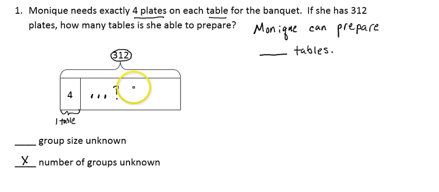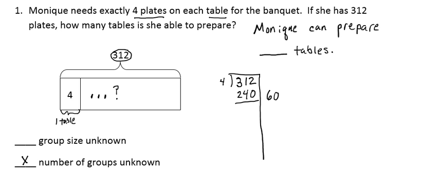In order to find the answer, I'm going to have to divide 312 by 4. I'm going to use the partial quotient method to do that. So 312 is my dividend. I'm dividing by 4. Well, I can't take 4 times 100, because that would be too big. That would be 400. So let's do 4 times 60. 60 groups of 4 would be 240. I can subtract that.